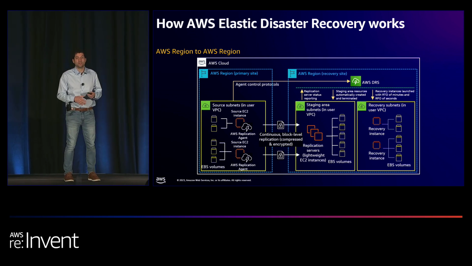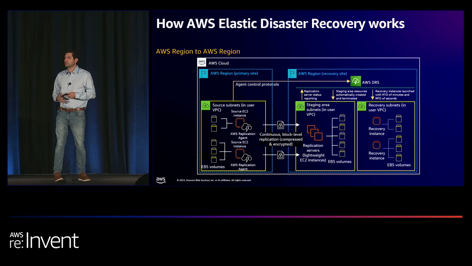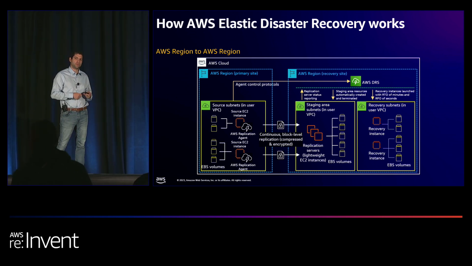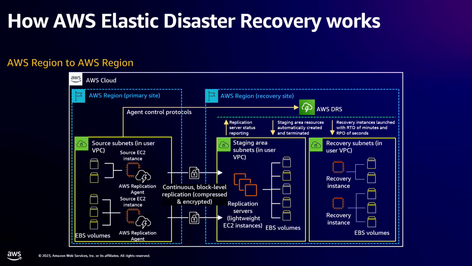The installation process itself can use EC2 instance profiles. You don't need credentials. You can do it from the console. You don't need to log into the instance. So the experience is really nice, but the underlying infrastructure is the same. We do continuous, async block level replication to your other AWS region or availability zone.